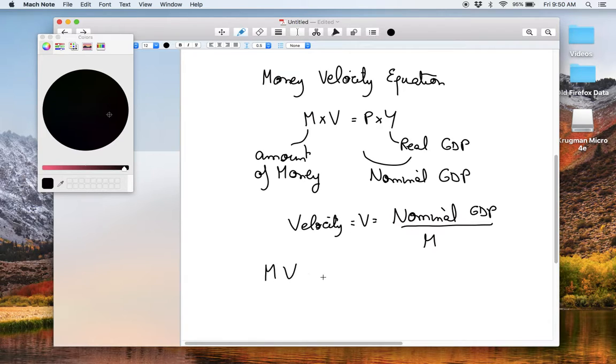So if you look at this equation, you say if velocity is constant, and if real GDP is relatively constant, if let's say in the long run you're at potential, that means that if you print more money, prices will go up. This is the quantity theory of money.